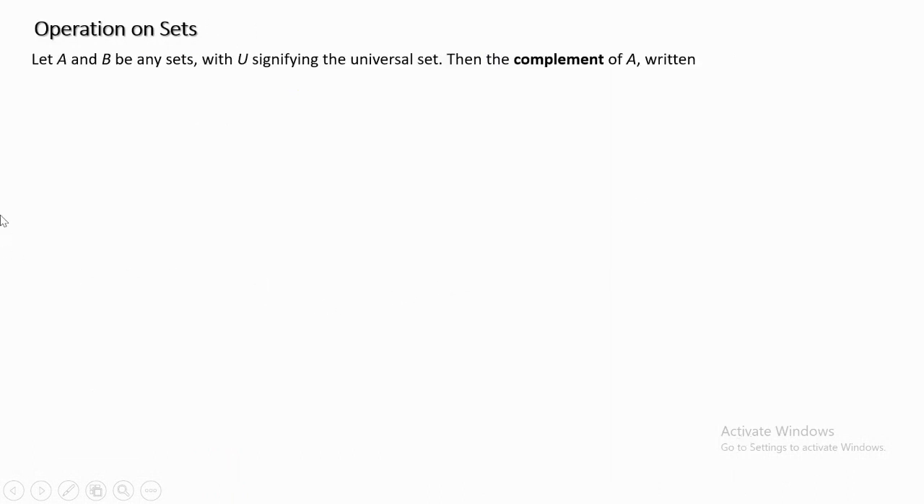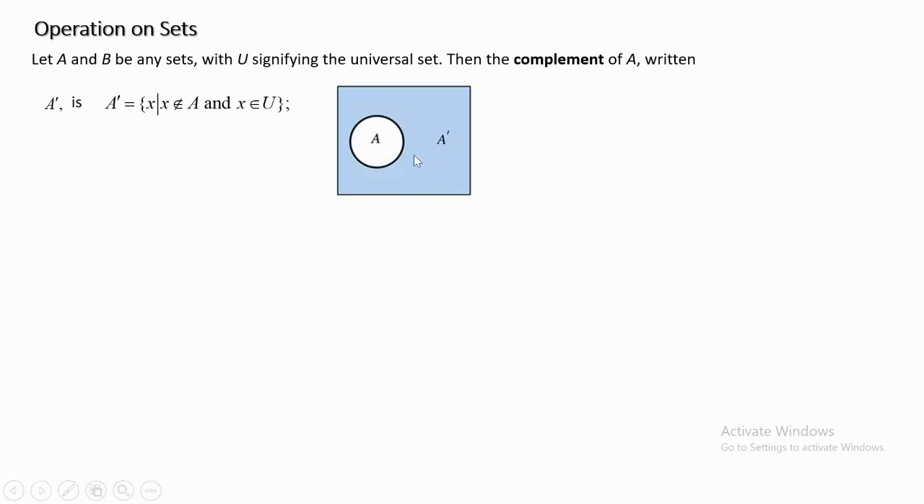Okay, now operations on sets. Let A and B be any sets with U signifying the universal set. Then the complement of A is written as, right? That's a complement. The complement of A means the set of elements X such that X is not in A and X is an element of U. That's how you represent this in set builder notation. You see, that's what it means.